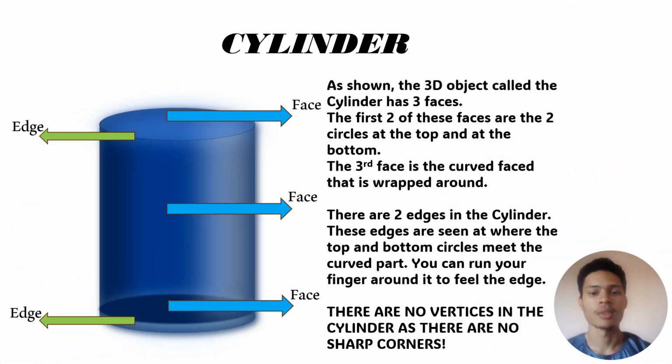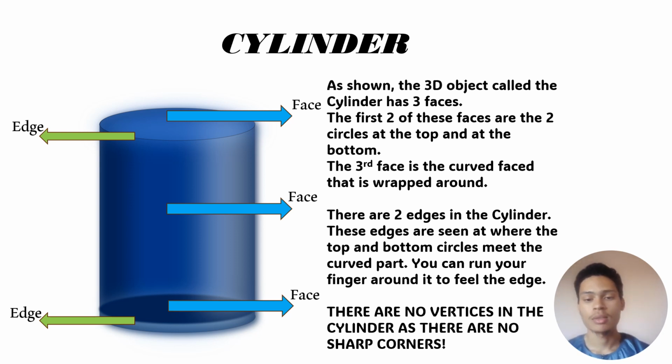So let's move on to the cylinder. As you can see from the cylinder on the left, the 3D object called the cylinder has 3 faces. What are these 3 faces? You can see from the blue arrows, the first 2 of these faces are the 2 circles at the bottom and at the top. And the third face is the curved face that is wrapped around.